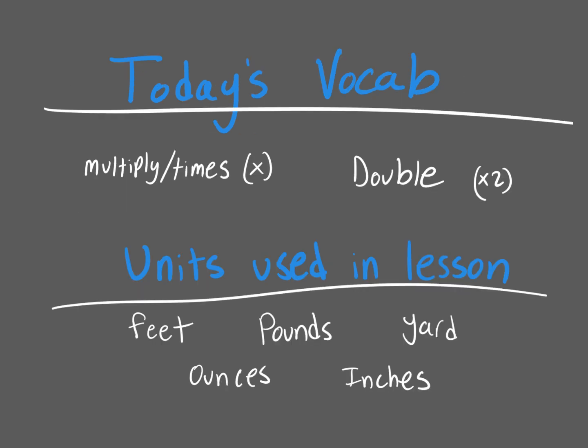For today's vocabulary, our first word is multiply, which can also be said as times, and that's this little symbol right here. Our next vocab word is double, and that's when you multiply something just by 2. Some units we are going to be using in our lesson are feet, pounds, yards, ounces, and inches.